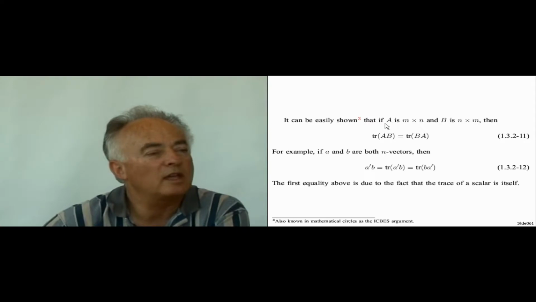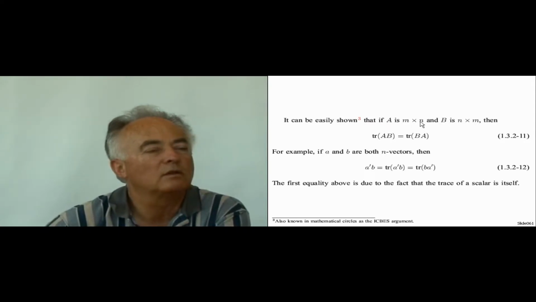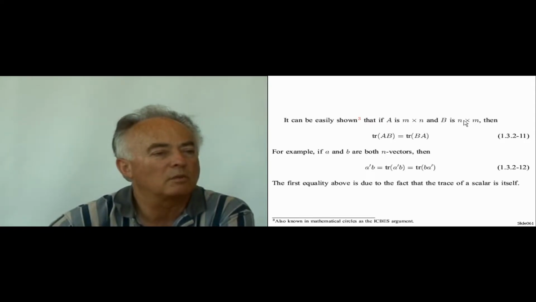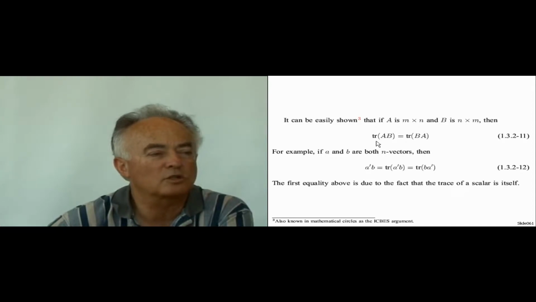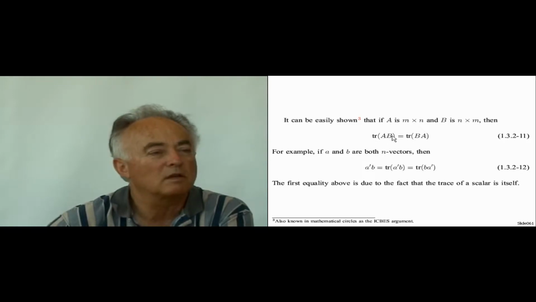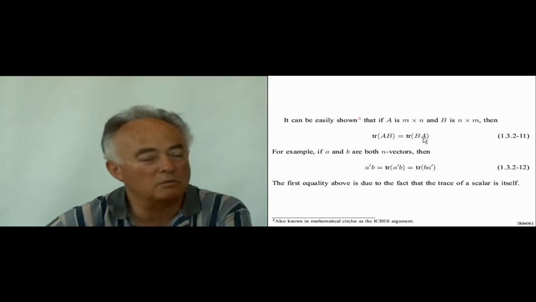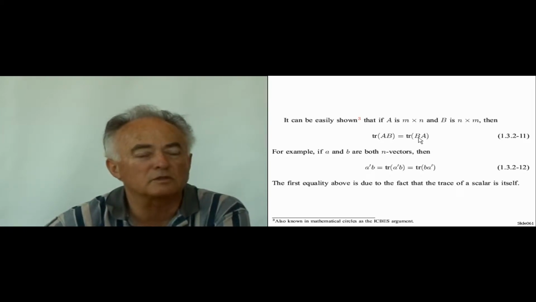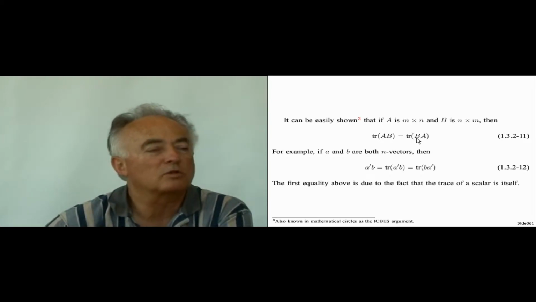Now, if A is m by n and B is n by m, then the trace of the product AB turns out to be the same as the trace of the product BA, even though the matrix AB is m by m and the matrix BA is n by n, which means these are different matrices with different dimensions, but their traces happen to be the same.